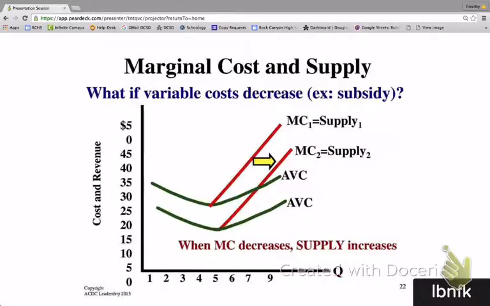But what if variable costs decrease? What if they get a subsidy from the government? Well, that will shift the supply curve to the right. And that will also decrease the firm's average variable cost. So you end up with a new average variable cost below the original one. You end up with a new marginal cost curve to the right of the individual one. And when marginal cost decreases, supply increases. And so the firm will have a new supply curve generated that looks like this one.